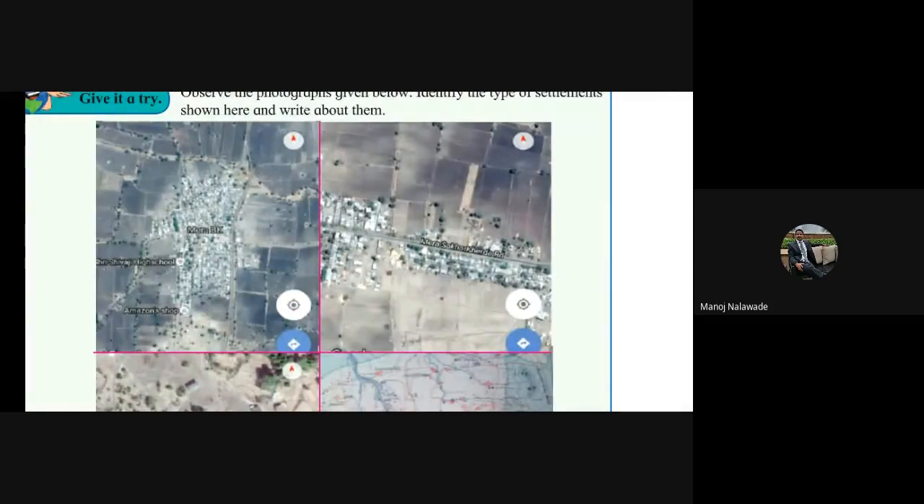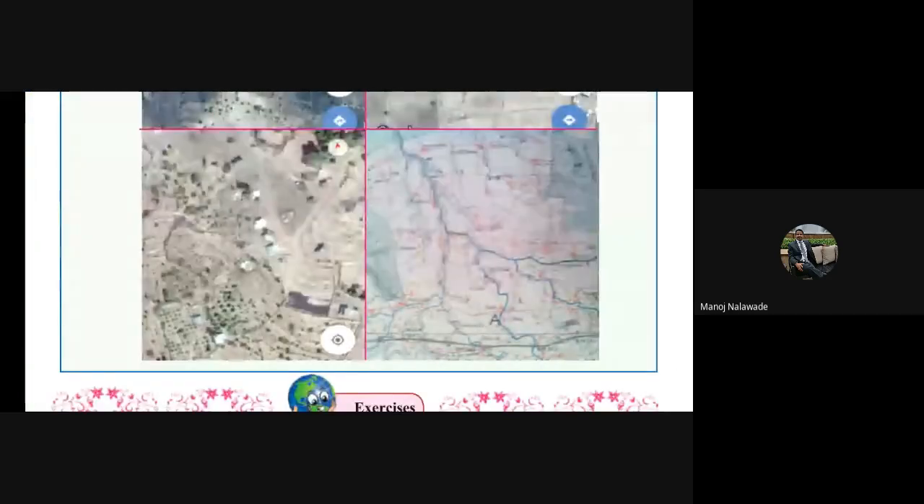Now, here is the third one. Third one is what type of settlement is there? I think it is scattered. Yes, scattered. You can see village houses of the people in the farm, which are away from each other. They are not very close. It is scattered one. Third one.